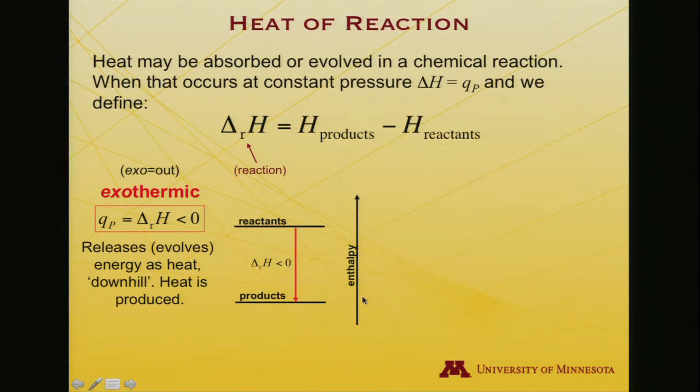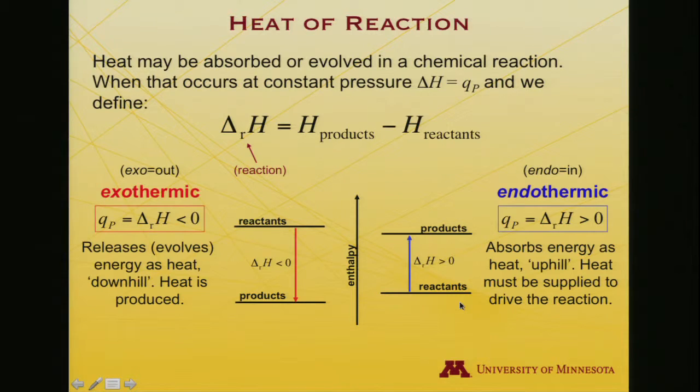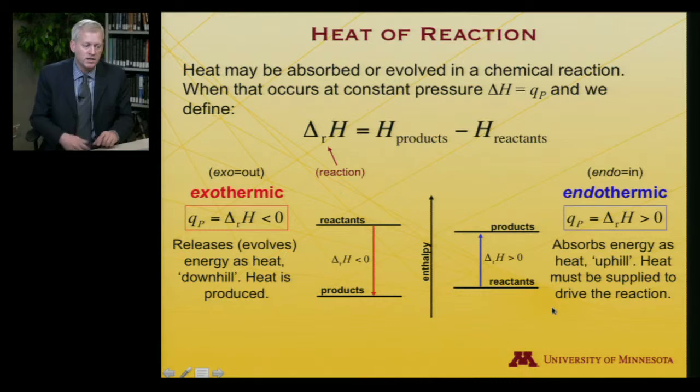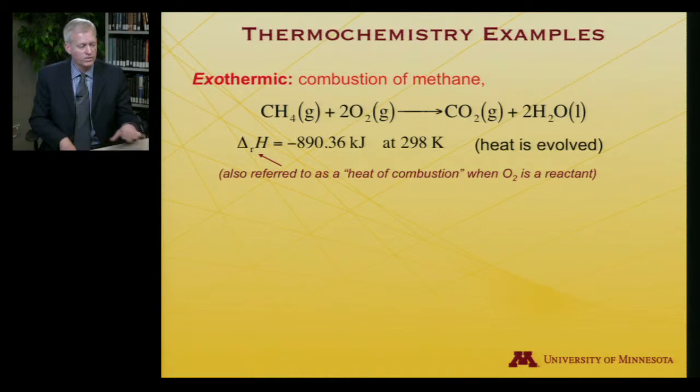And so if you like, on an enthalpy scale, which rises from low enthalpy to high enthalpy, the reactants start at high enthalpy, they give up heat to end up at lower enthalpy. If it's the opposite, that is, if heat is absorbed, we refer to that as an endothermic reaction, or the reaction is uphill, the product enthalpy is above the reactant enthalpy. We need to supply heat to drive the reaction.